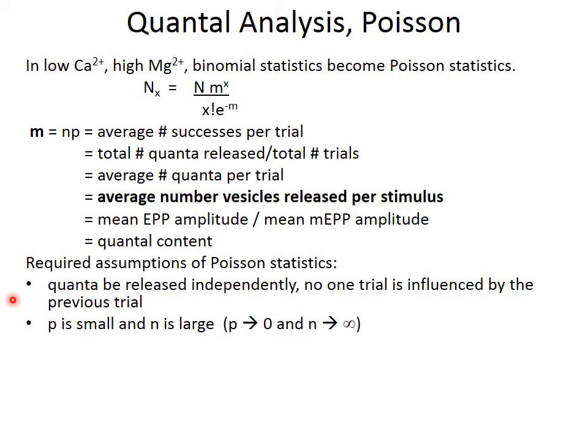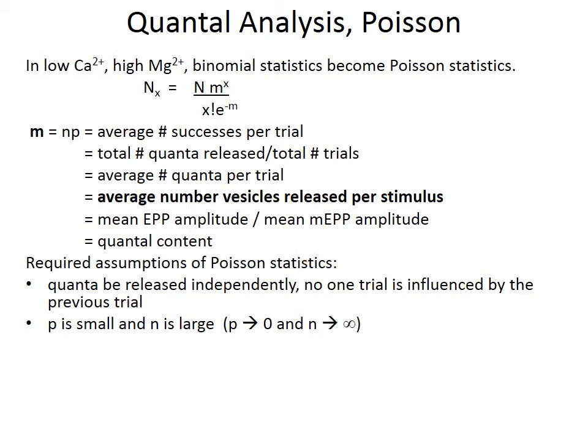Now, there are some assumptions that Poisson makes in order to have this simplification, and the critical ones are that each quanta be released independently, that no one trial is influenced by the previous trial, that is, there's no memory or hysteresis in the system, and that P approaches a very small number and N approaches a very large number, so that their product can become this new variable M.